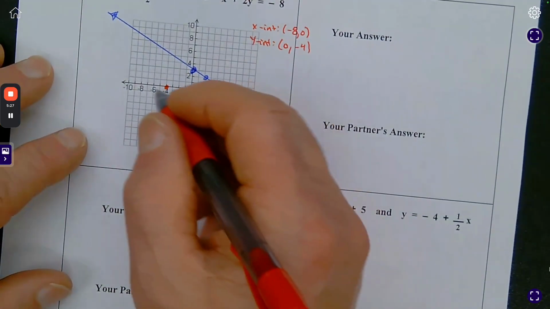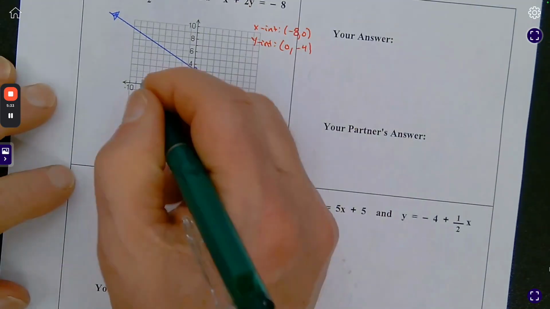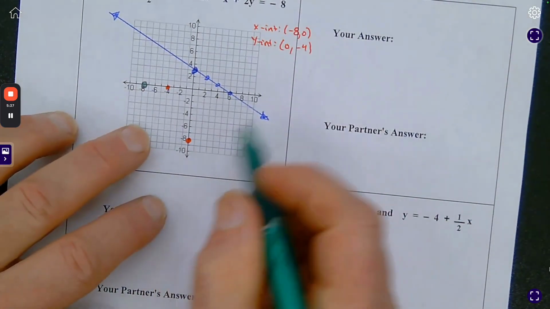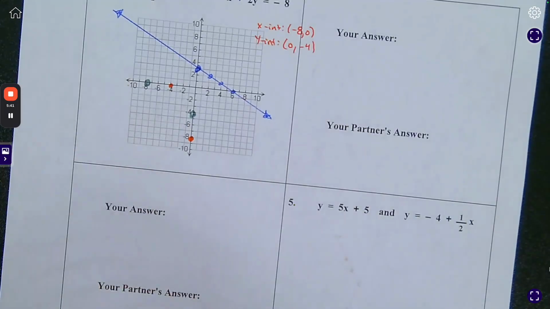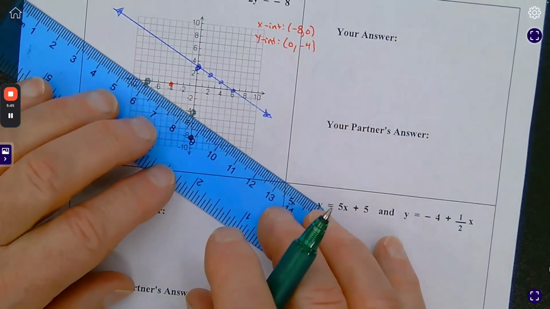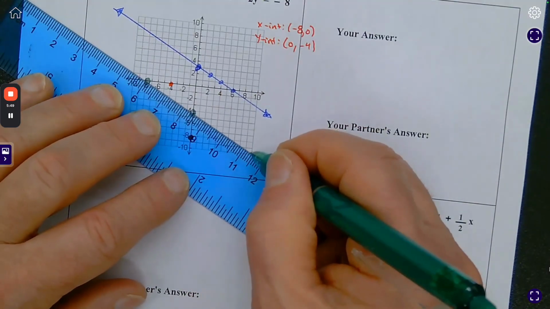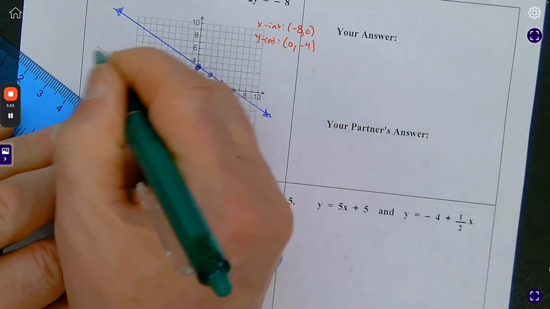I did those wrong. The x-intercept is here. Right here. I know some of you are yelling at me online. No, that's not the right point. You're right. And then 0, negative 4 is right there. Okay. Oh, look at these lines. Look at these lines. They will never intersect. Those are what we call parallel lines.